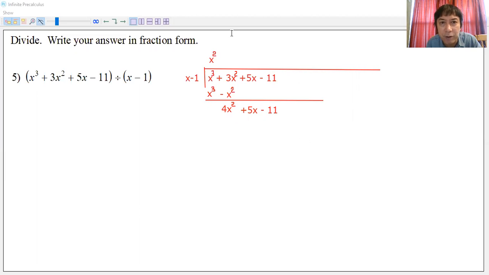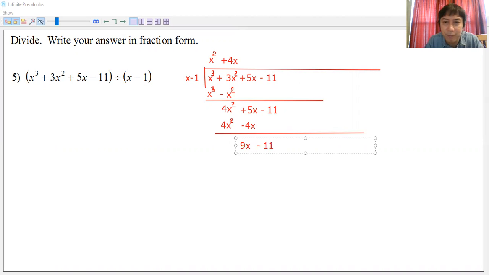4x squared divided by x is 4x, and we write it over here. So that's a plus 4x. Back to multiply. 4x times x is 4x squared, I'm going to write it here, and 4x times negative 1 is a negative 4x. Done with the multiplication. Back to subtraction. We're doing long division, of course. So 4x squared minus 4x squared is 0. 5x minus a negative 4x becomes 9x. And then negative 11 minus 0, so it's negative 11.